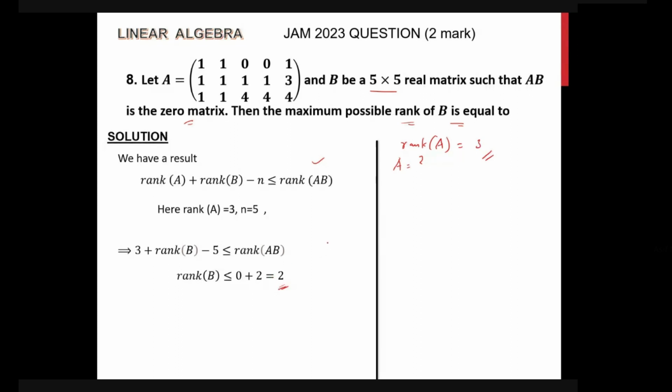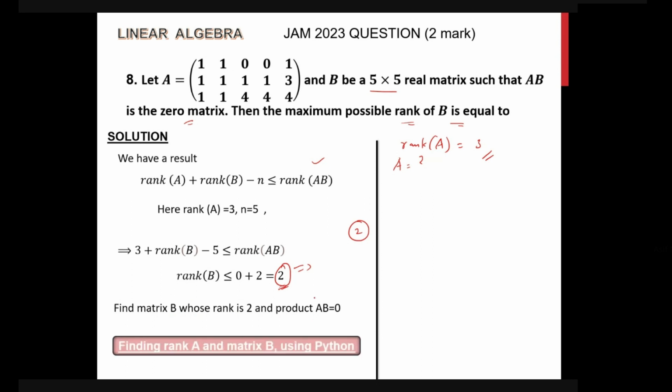Okay, if you are in an examination hall, you should stop here and write 2 as the answer. But this gives only an upper bound, and we want to find a matrix which has rank 2 and whose product with A is 0. That is important, but in the examination hall you don't go for that. If you get this, you should write this answer and move to the next question. But afterwards, if you have time, then you should find whether there exists a matrix B whose rank is 2 and product is 0.